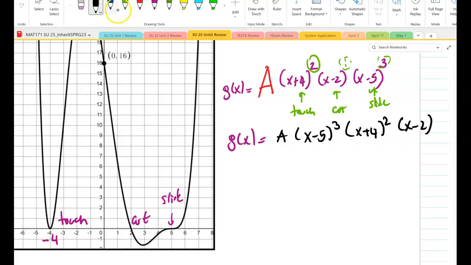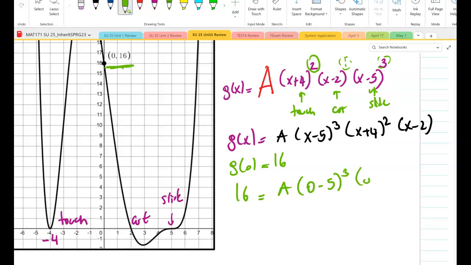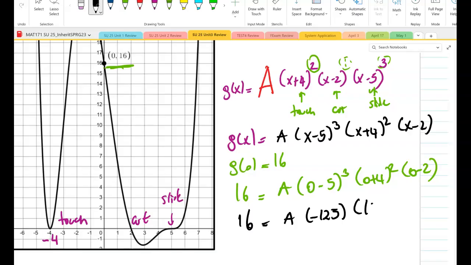Now, I'm going to use this point 0, 16. It means g of 0 equals 16. So 16 will be equal to a times 0 minus 5 cubed, 0 plus 4 squared, 0 minus 2. Okay, let's see. So 16, be careful with the algebra here. A times negative 5 cubed is negative 125. 4 squared is 16, times negative 2. All right, let's do all this on a calculator.